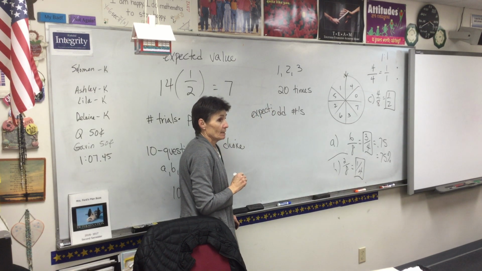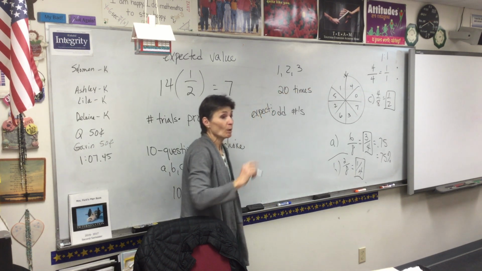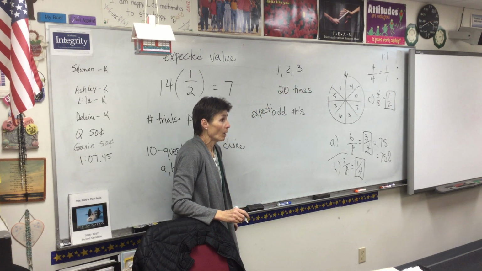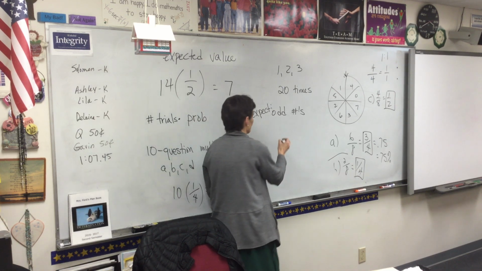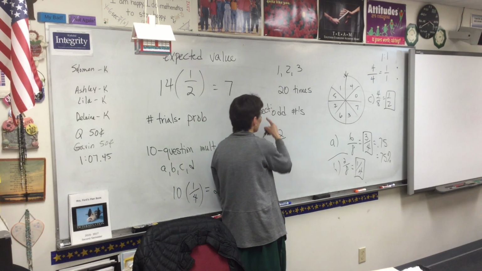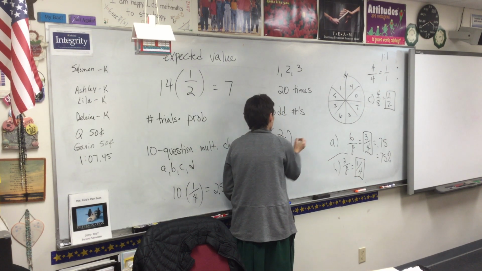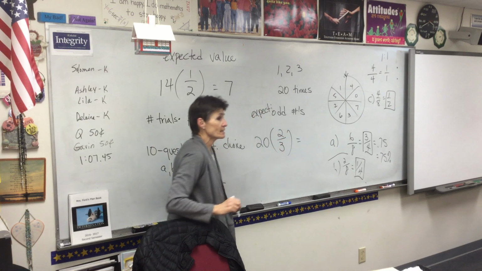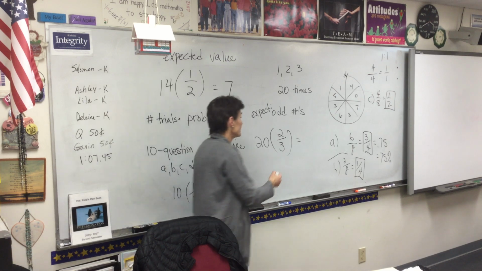Because with these numbers in the hat, what's the probability of getting an odd one? 2 out of 3, right? And how many times am I doing that? 20. So how many odd numbers can I expect to get? 13 point something, right? Yeah. So between 13 and 14.